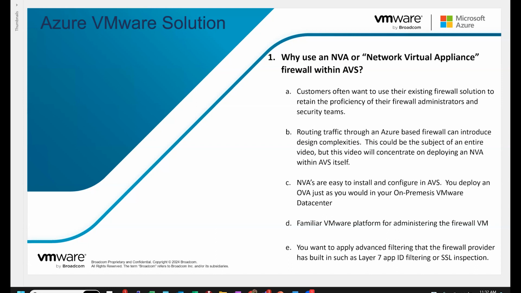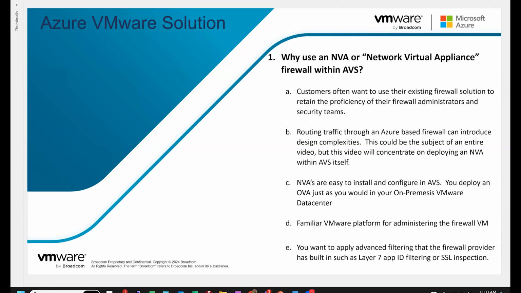Customers often want to use their existing firewall solution to retain the proficiency of their firewall administrators and security teams. Most likely, you already have teams in place that are administering firewalls such as Palo Alto or Checkpoint, or whatever the firewall solution is that your company owns. Another reason is routing traffic through an Azure-based firewall can introduce design complexities. This could be the subject of an entire video, but this video will concentrate on deploying an NVA within AVS.